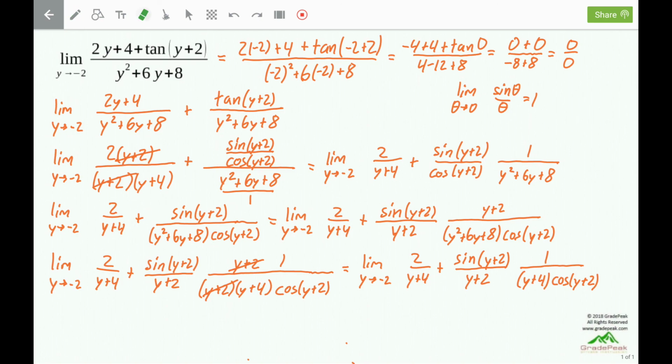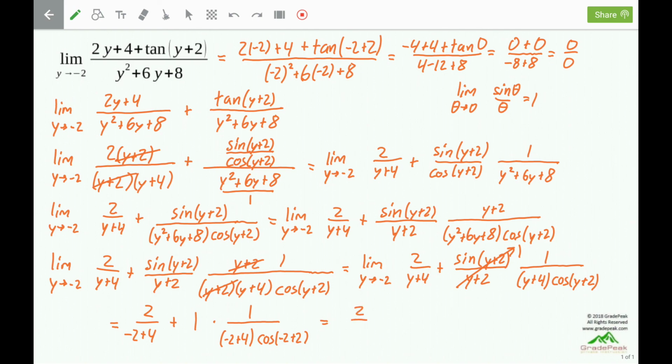And at this point, we can now run the limit. That phase match sine ratio fraction will be a 1. And we can plug a -2 in for all remaining y's. We should no longer have 0 over 0. So we will have 2 over -2 plus 4 plus 1 times 1 over -2 plus 4 cosine of -2 plus 2.